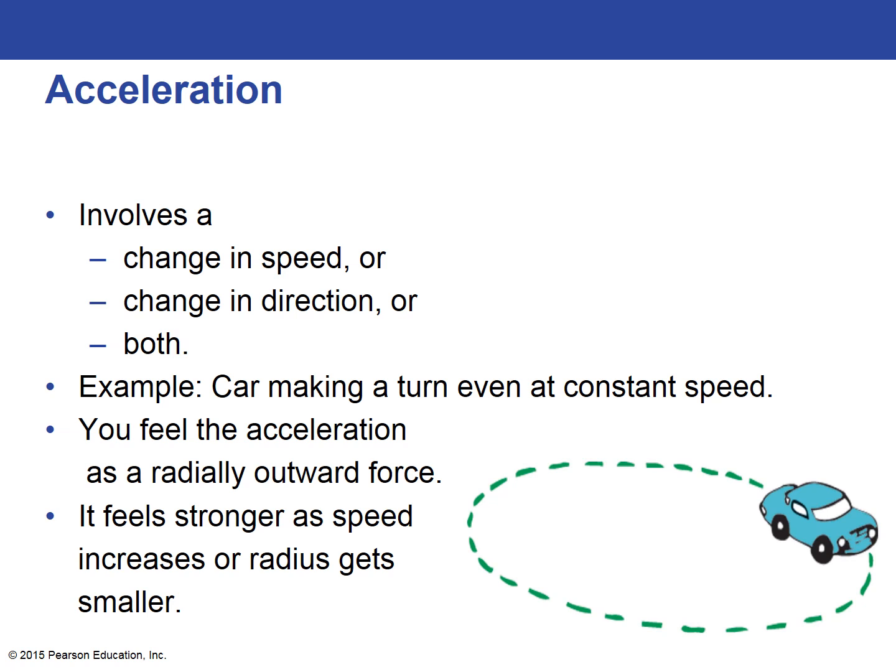So you feel acceleration, and that's true with linear acceleration as well. If you're in a jet airplane and you accelerate on the runway, you feel your body being pressed back against the seat. In this case, we have circular acceleration, and you feel your body not being forced backwards, but to the side of the car, opposite the direction of the turn. So it feels stronger as the speed increases or the radius gets smaller. And we have a mathematical way to calculate that, which depends on speed and radius, which we'll talk about in a little bit.